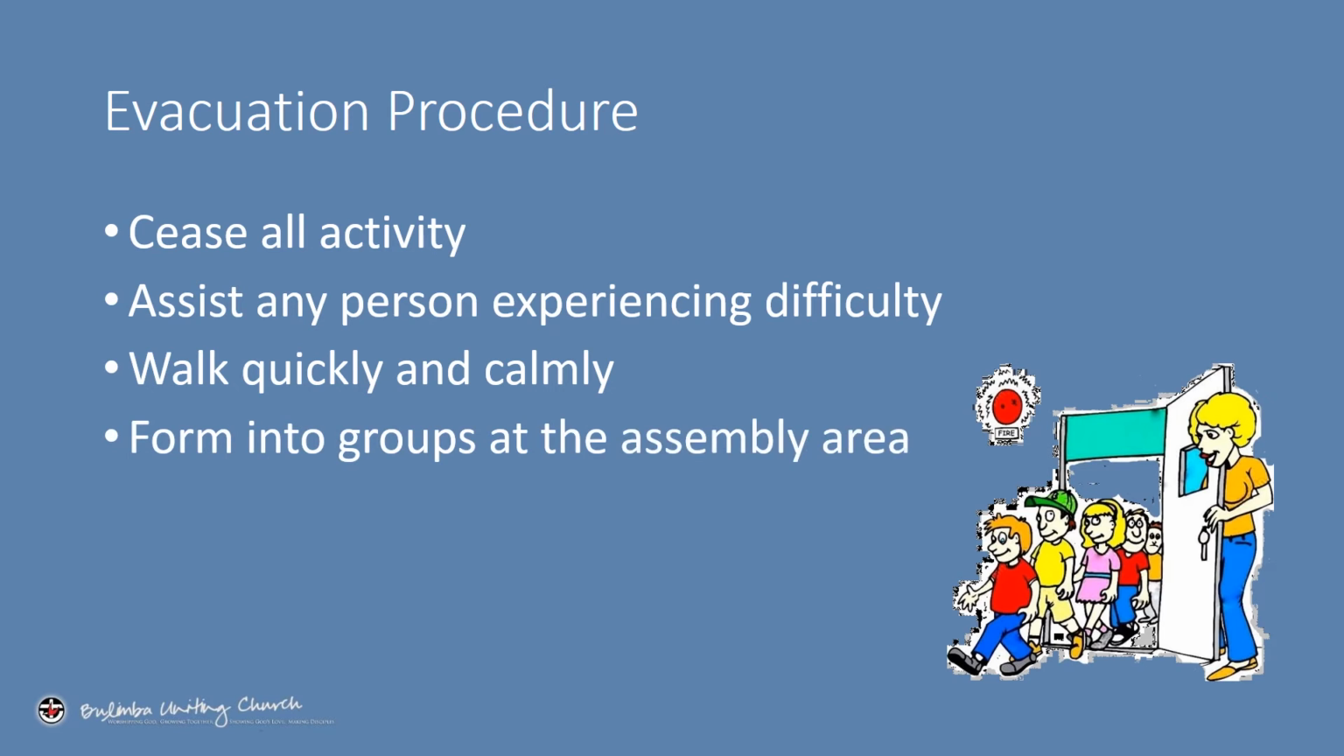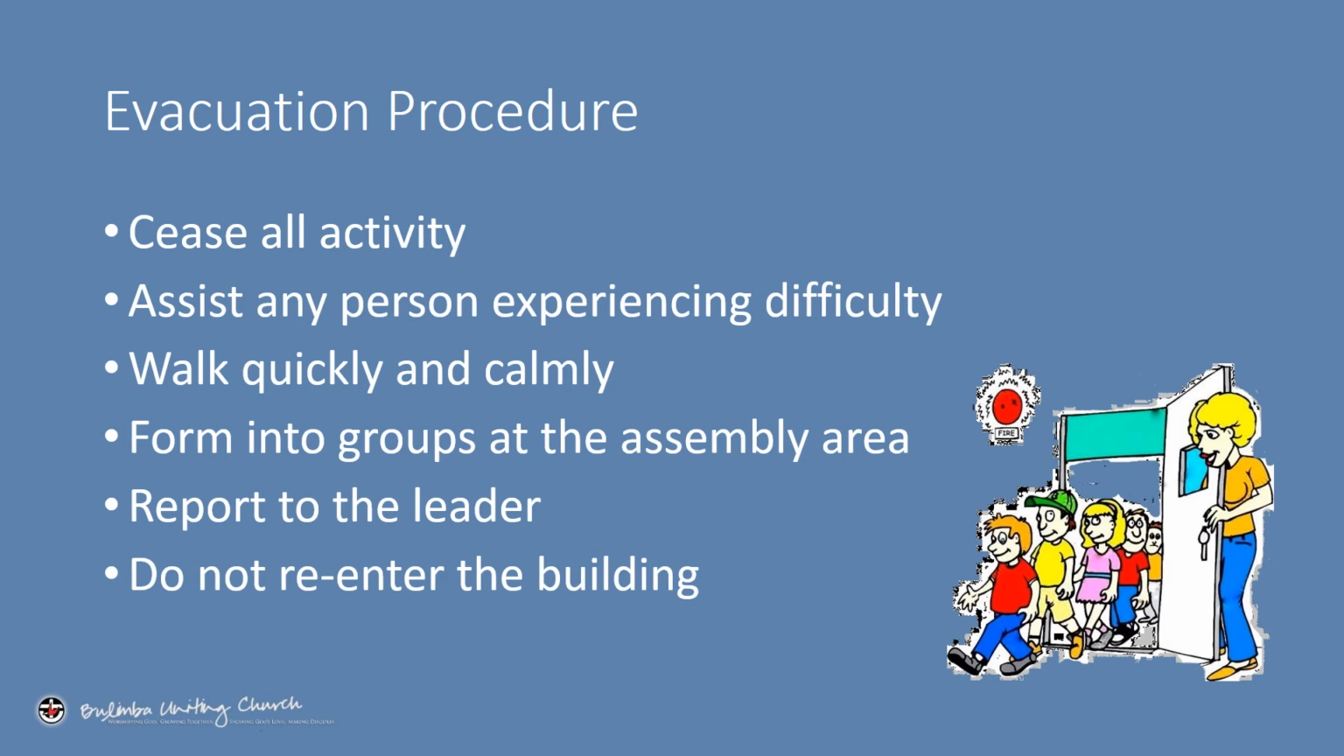At the assembly area, form into groups to assist the leader to ensure everyone has been safely evacuated. Report to the leader if you cannot locate the person that was to your left or right before you evacuated. Do not re-enter the building. Remain at the assembly area until otherwise instructed. If for any reason you need to leave before the all clear is given, please let the leader know that you are leaving.